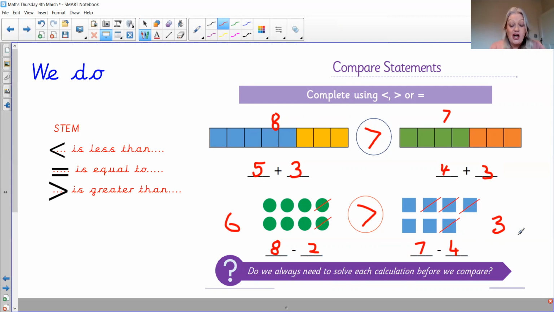So yeah, Mrs. Burton was right. Looking at that picture, I put that symbol in before I worked it out. So you don't always need to solve the calculations before you can compare. Sometimes you can look at something and know which is bigger and which is smaller. For example, if I had 16 donuts on this hand and 3 donuts on this hand, I'm pretty sure I would know what symbol I would have to use.